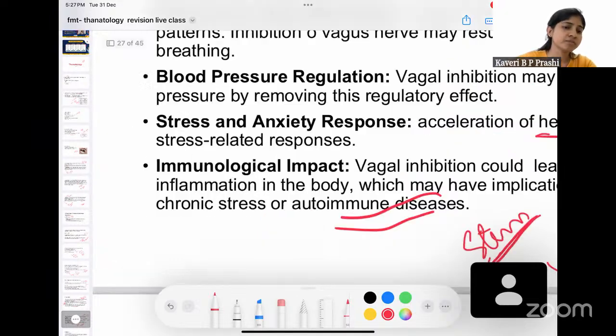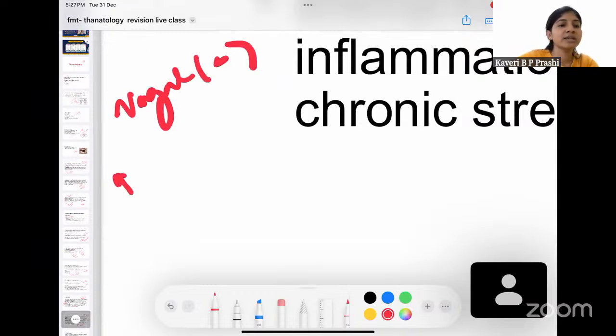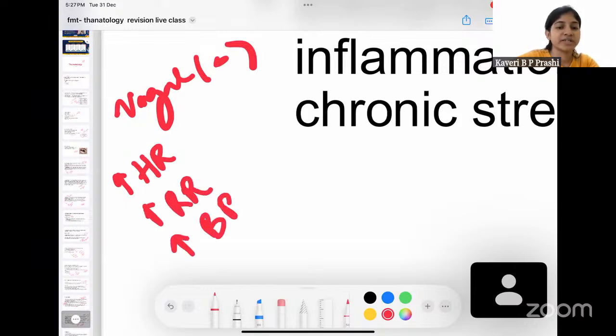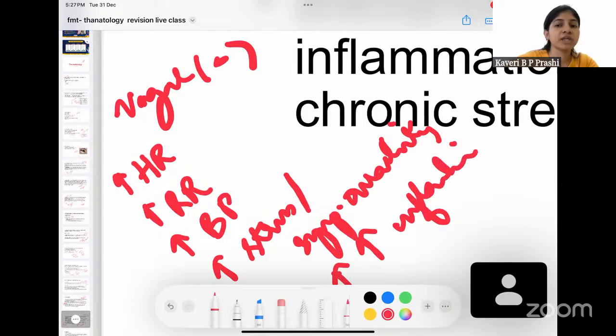Okay. Now to sum it up, vagal inhibition. What are the points? Number 1, increased heart rate. Number 2, increased respiratory rate. Number 3, increased blood pressure. Number 4, increased stress or increased sympathetic overactivity. Okay. Number 5, increase in inflammation or increase in autoimmune disorders. So remember, all the 5 things that we discussed now are going to be increased.